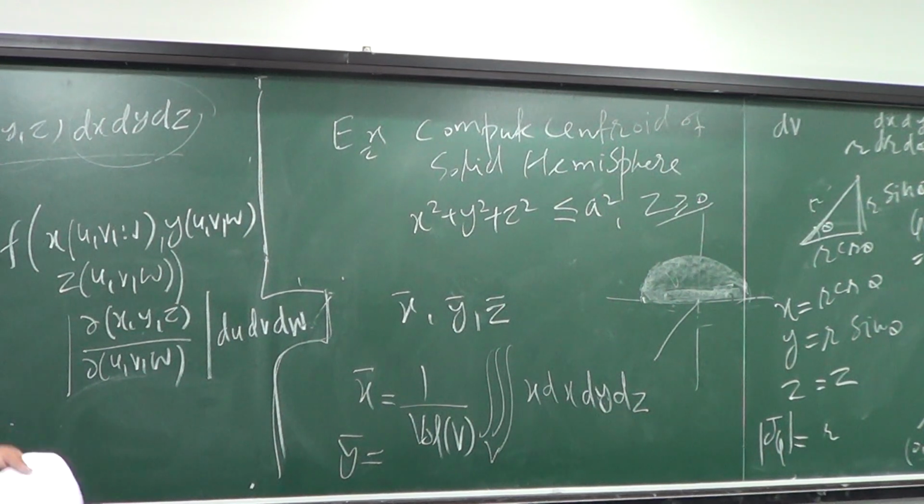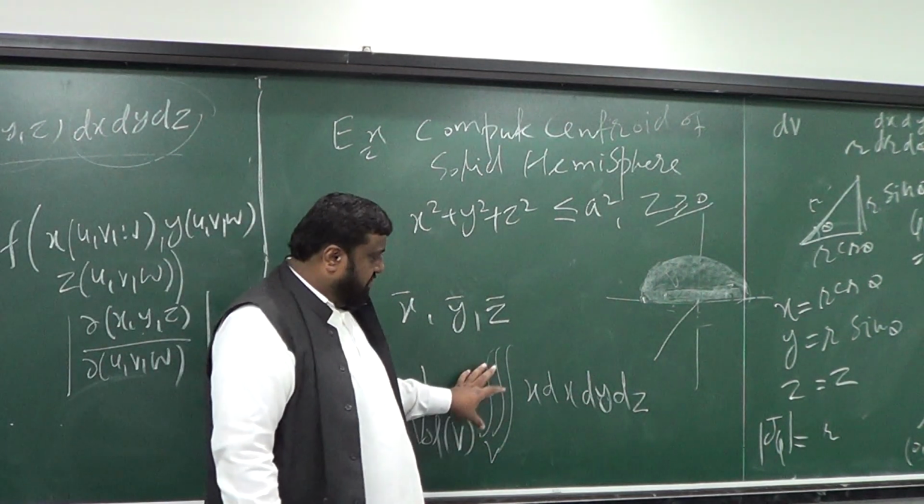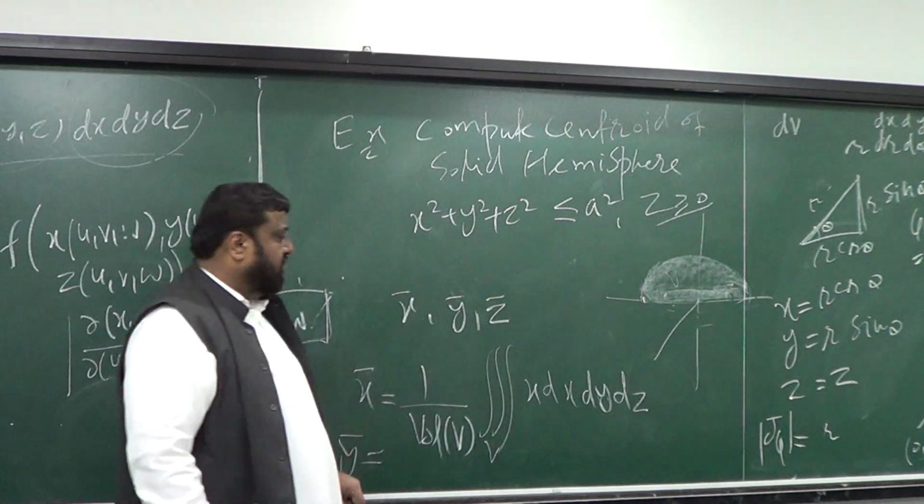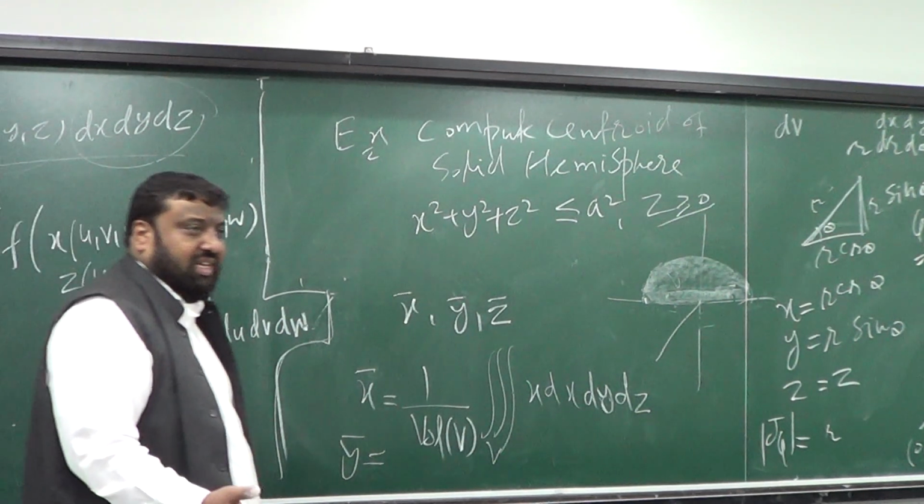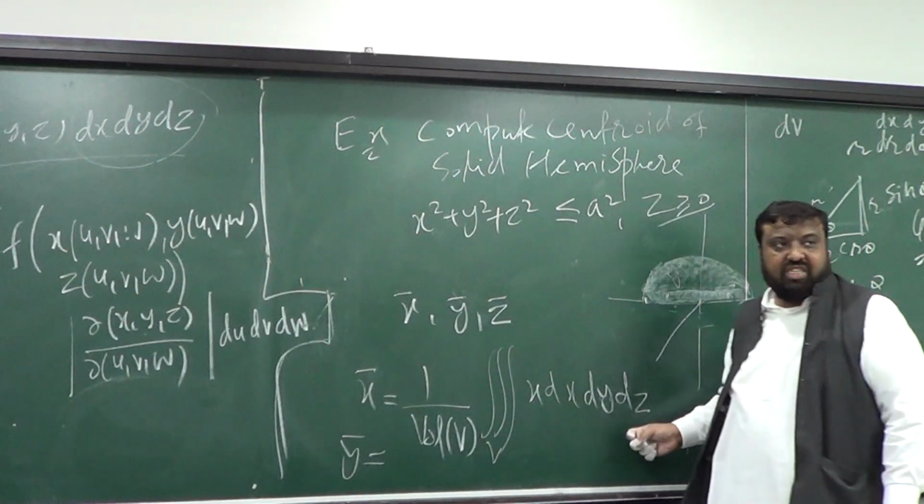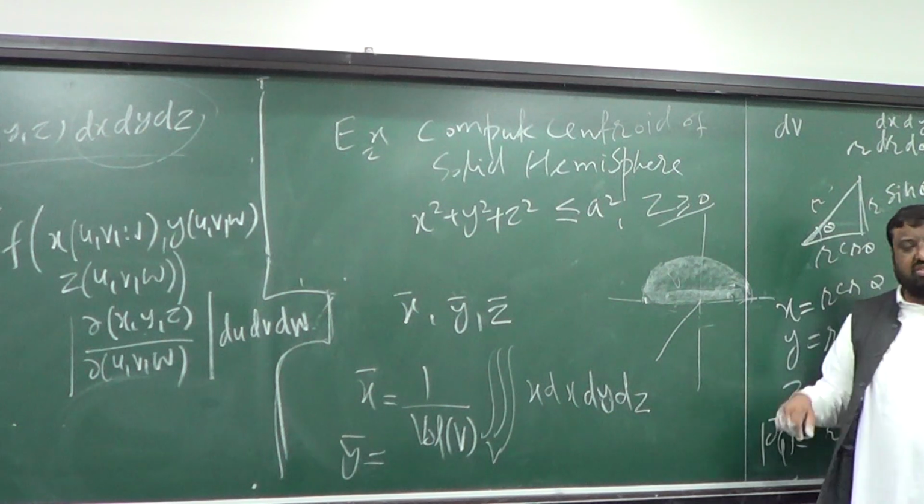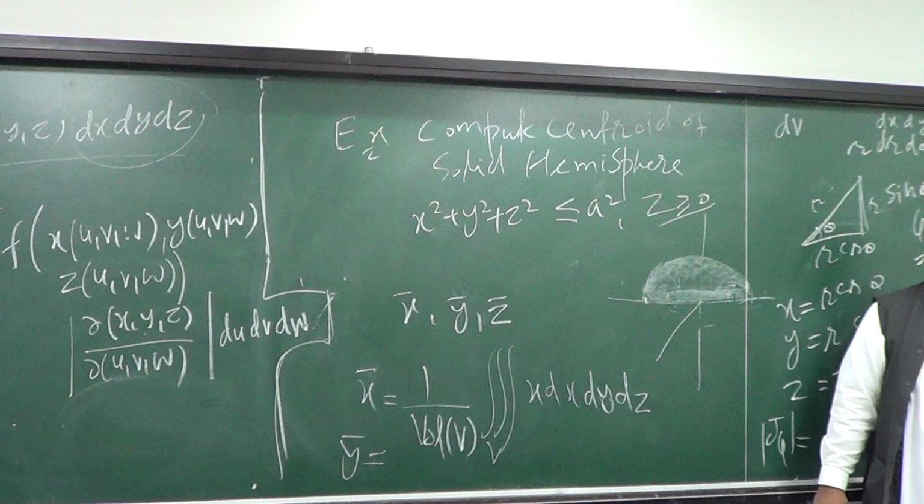Question. One of the troubles with evaluating this integral, what would be the trouble when you evaluate this integral? You need to find the limits on x, y, z. Everything is easy if you can find the limits on x, y, z, you are okay. So the question is, how can I find the limits on x, y, z? But if I wish I can try to find it.